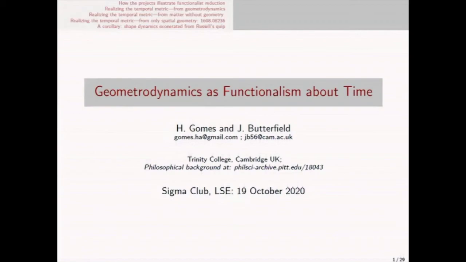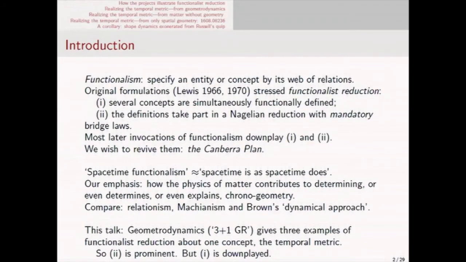I am going to talk for 2 minutes at most by saying, what a mouthful of a title. But geometrodynamics means something like the geometry of space changing over time. And that is one way to think about general relativity or kindred theories. Functionalism is a philosophy doctrine. And this paper is urging that geometrodynamics gives you a lovely sharp illustration of the philosophy doctrine functionalism about time, meaning by that the temporal metric, the clock, the readings of a clock.